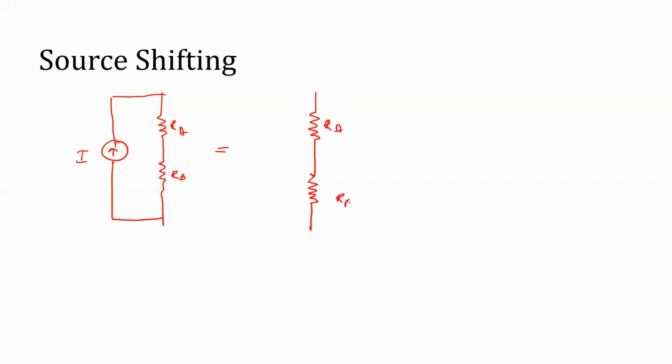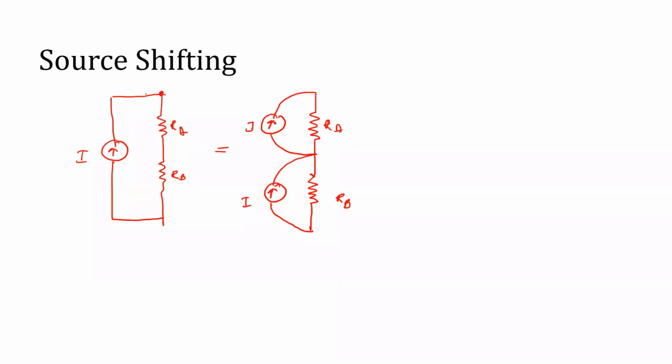It can also be written in another form. So using the source shifting property, I can say that these two circuits are one and the same. So I will give a justification here.